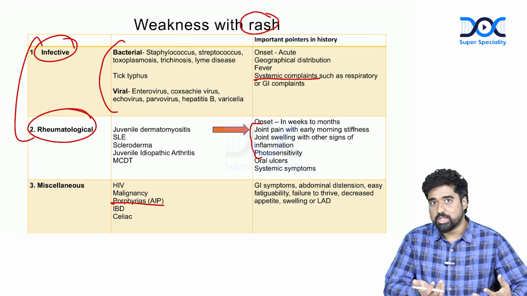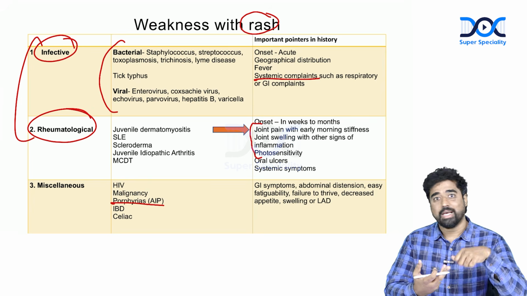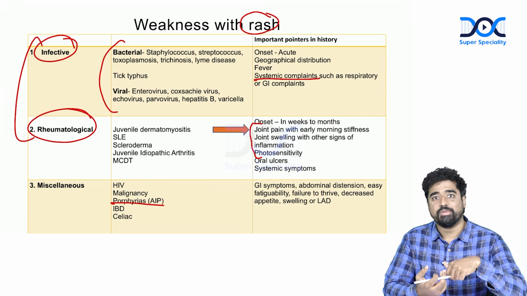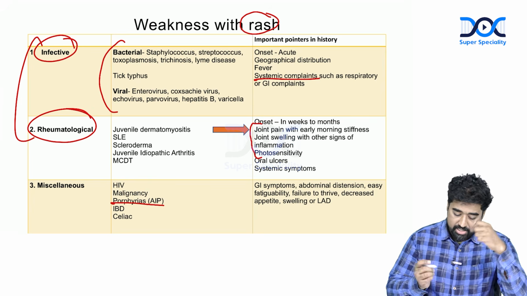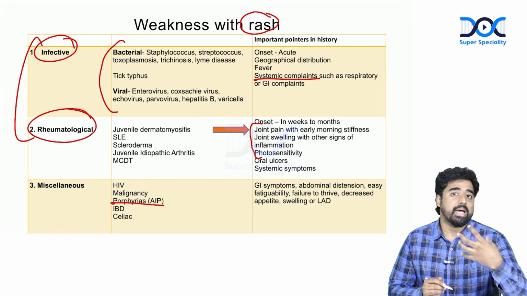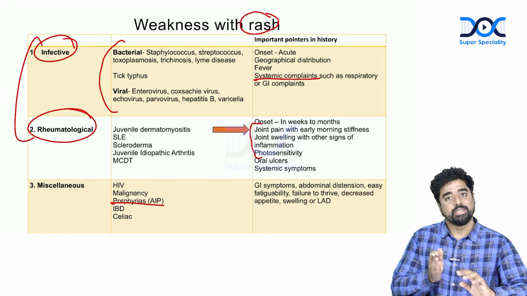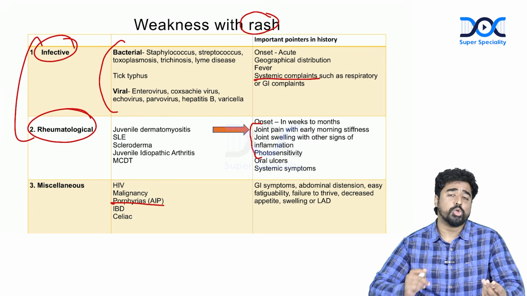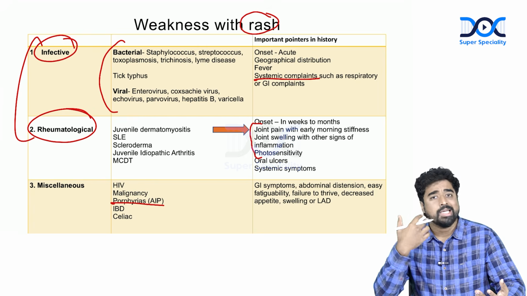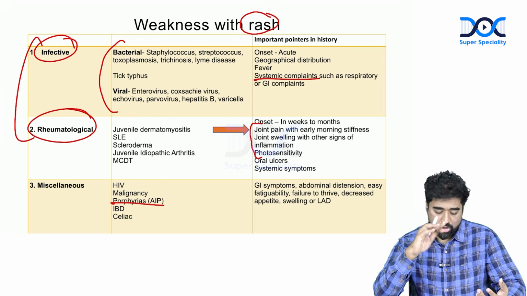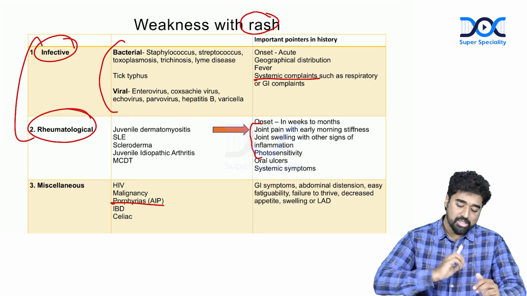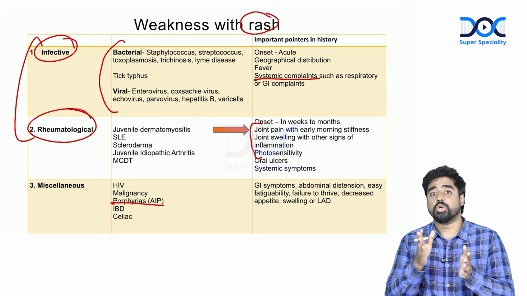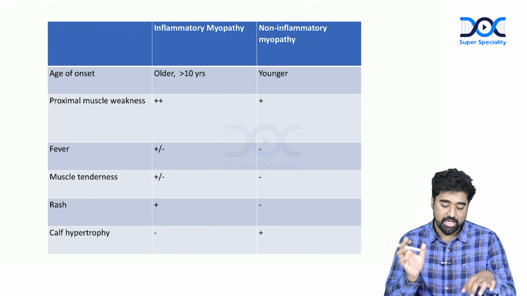So what rheumatological? Not just juvenile dermatomyositis. As we discussed, SLE is an important differential. Systemic onset JIA is an important differential. Scleroderma, MCTD, all of these are important differentials. Similarly, in your infections as well, it can be bacterial, it can be parasitic, as I told you. It can be viral, it can be trichinella, tick typhus, all of these can be there, right? So that is with respect to differentials of a weakness with rash, which is very important.